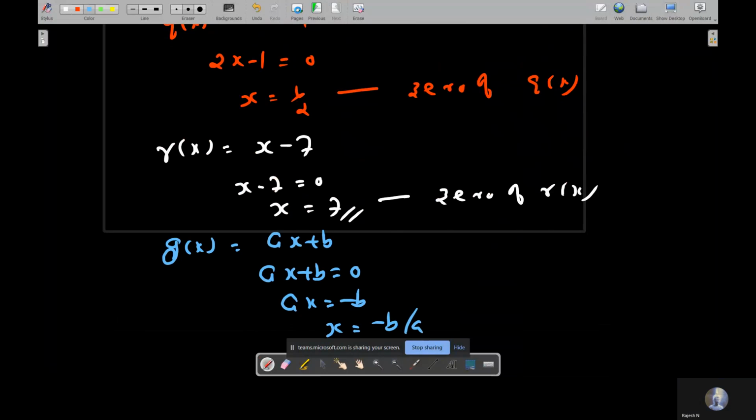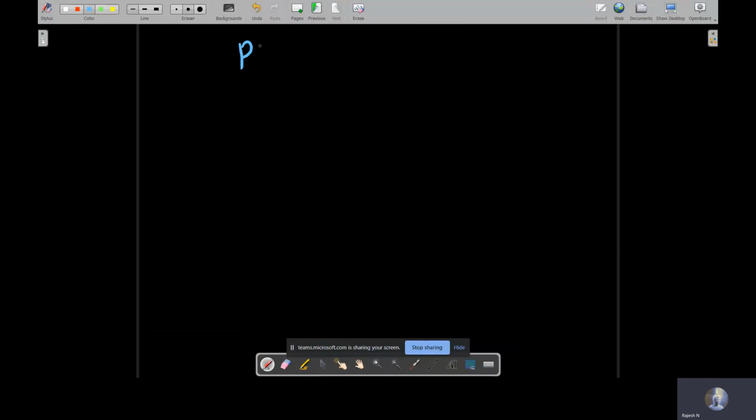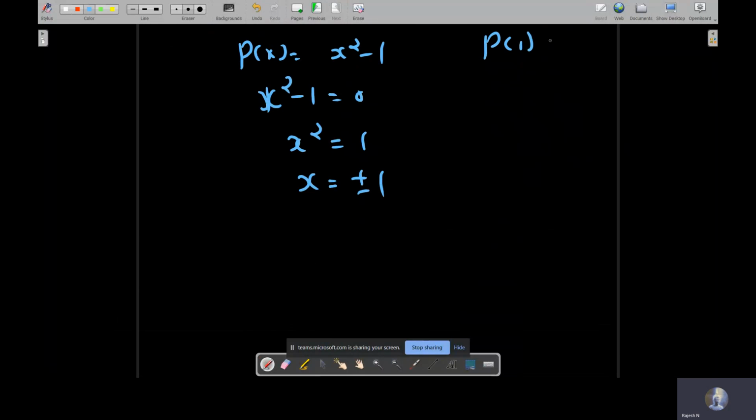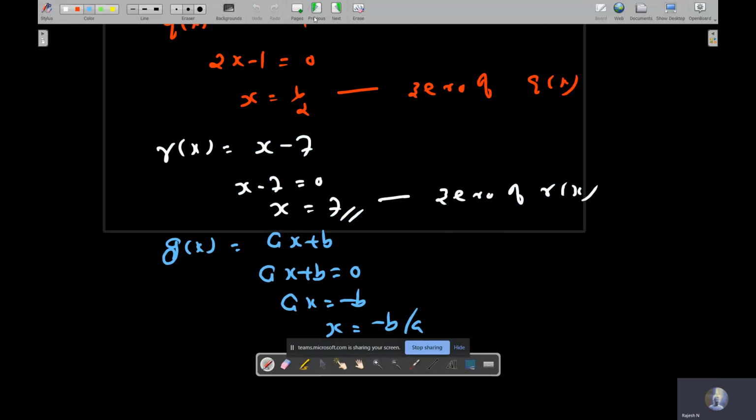Now, suppose p(x) is equal to x squared minus 1. For the zero of p(x), x squared minus 1 is equal to 0. x squared is equal to 1. x is equal to plus or minus 1, because we know if you substitute, p(1) is also 0, p(minus 1) is also 0. So here plus 1 and minus 1 are the zeros of the polynomial.